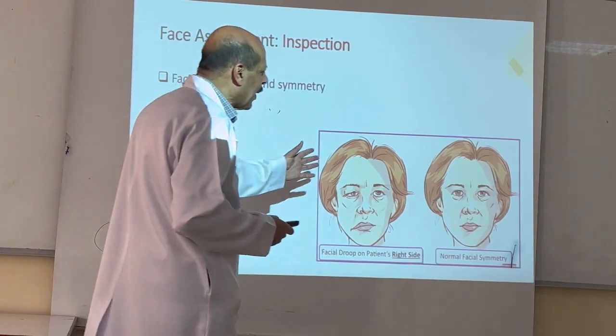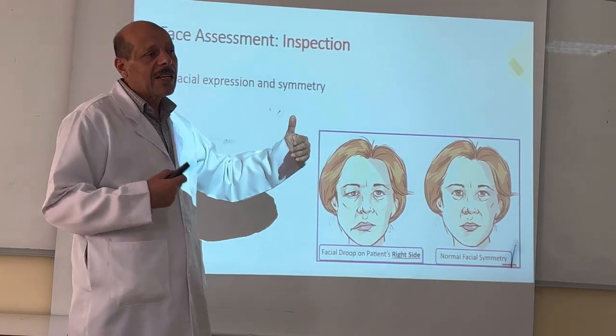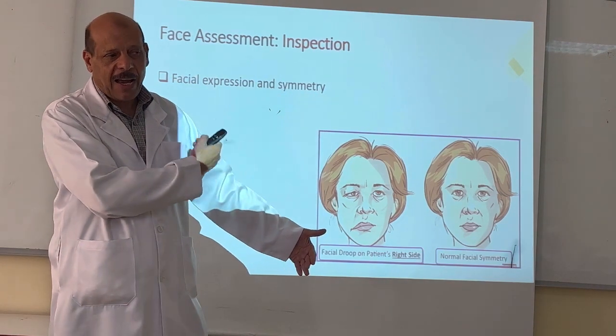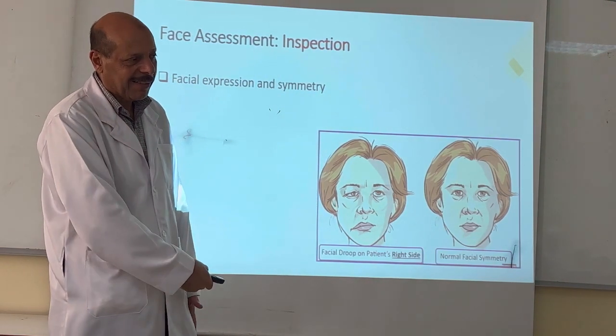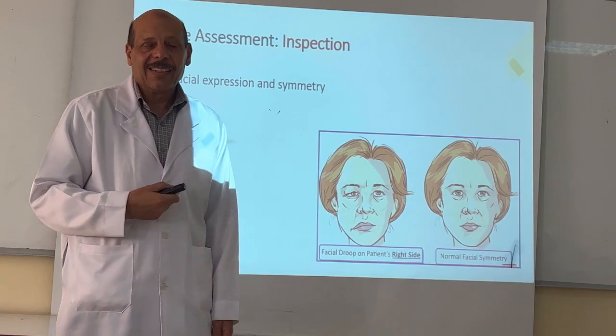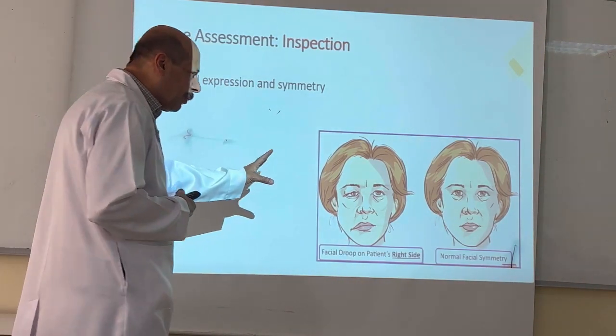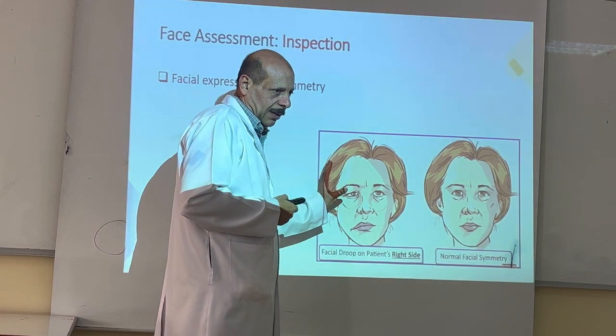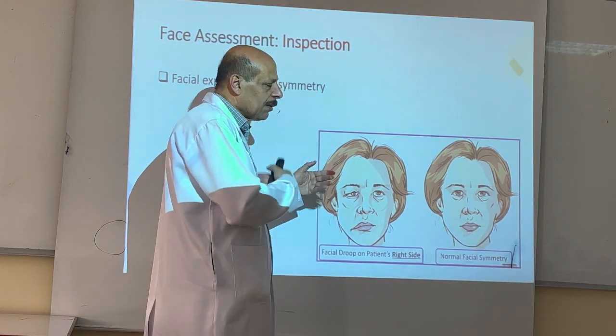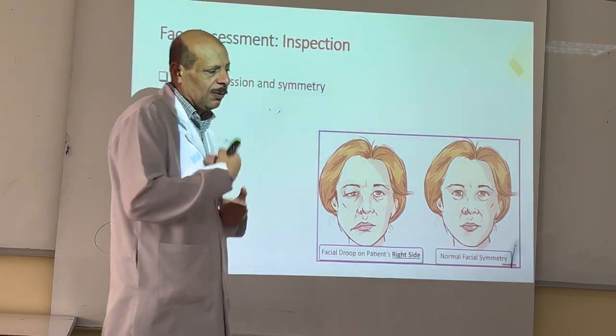It might be accompanied with weakness of the left side of the hand and leg. Either it might be on the nerve, the facial nerve only, or it might be due to CVA, due to hemiplegia.